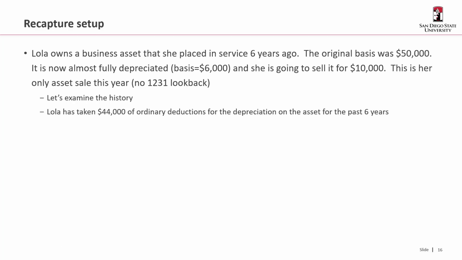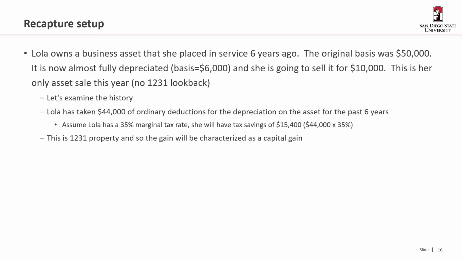Okay, so how would we treat this sort of sale? If we look at the history, she bought it for $50,000. She's taken $44,000 of depreciation deductions. That's an ordinary deduction, right? That offsets your ordinary business income for the past 6 years. So if she has a 35% marginal tax rate, she will have generated $15,400 of tax savings. That's the $44,000 times 35%.